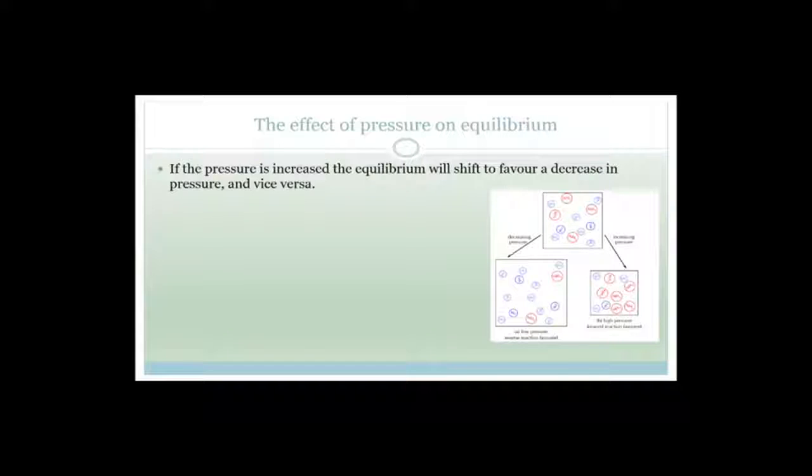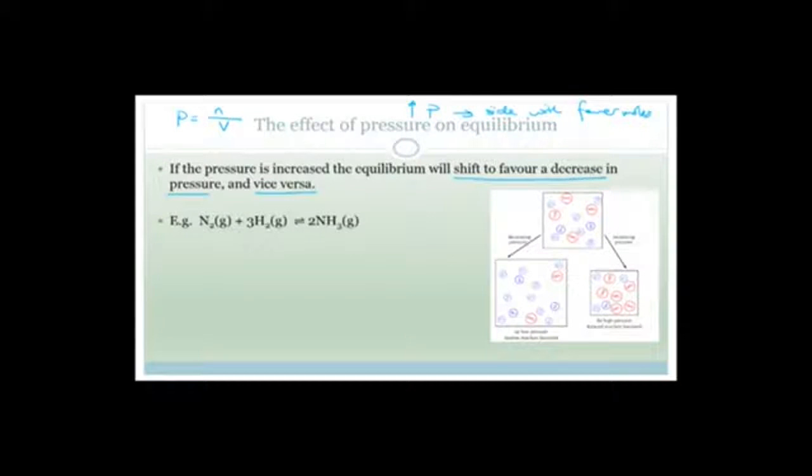Right, so now let's talk about the effect of pressure on equilibrium. If the pressure is increased, the equilibrium will always shift to favor a decrease in pressure, and vice versa. Now what do we know about pressure? Pressure is considered to be the number of moles over the unit volume. So if your pressure is increased, we're going to go to the side with fewer moles. If we decrease the pressure, we're going to go to the side with more moles because we've got more space.